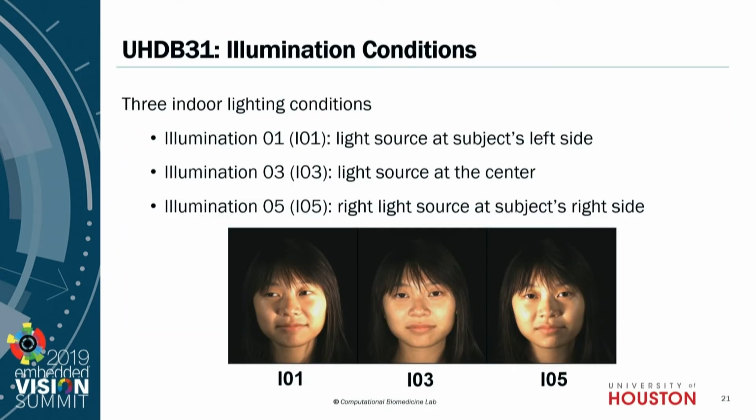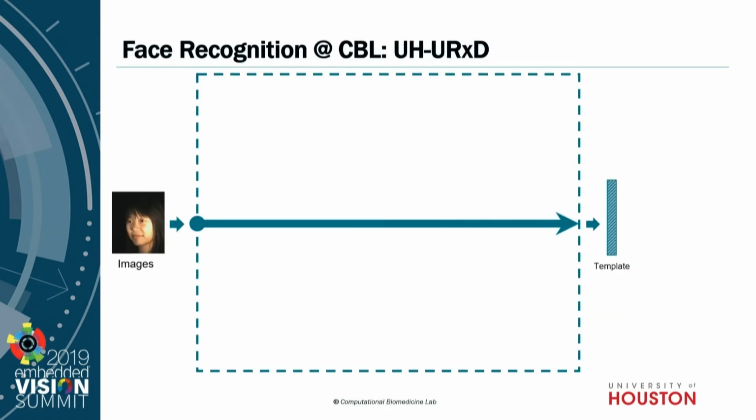We have created some indoor lighting conditions. For example, what happens when the face is lit only from the left or only from the right, or you have an ambient illumination that does not saturate the human face. And as a baseline, we have developed our own face recognition algorithm that achieves state-of-the-art results. And I'll give you just the steps that are taking place there.